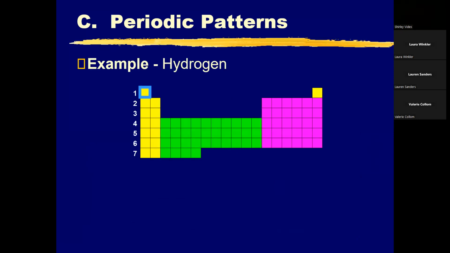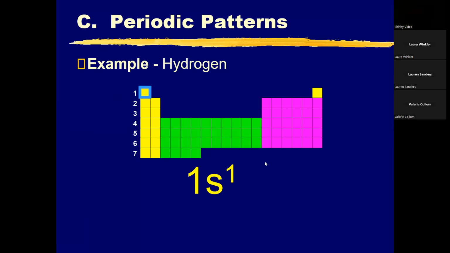I'm just being silly. Okay, so an example is hydrogen. We know that hydrogen is where that blue square is. Hydrogen is in level 1, so we put a 1, in the s orbitals, which are the yellow part, right? Those are all s's, but there's only one electron, so we just put a 1. So that's all that means.